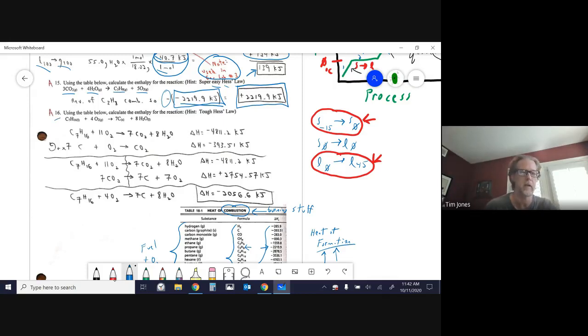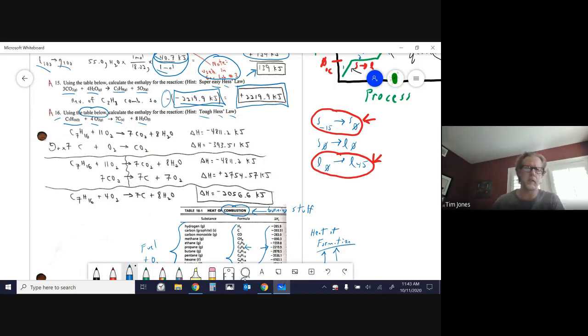Now, 16, I mentioned this is a tough Hess law. I don't think it's really a tough one. It's just more of a typical Hess law where you have to figure out what you have available and how you are going to get the desired reaction. So this is the desired reaction. We want C7H16 to react with oxygen to make carbon and water. In this case, it says using the table below. So you have to use what's available in these combustion reactions.